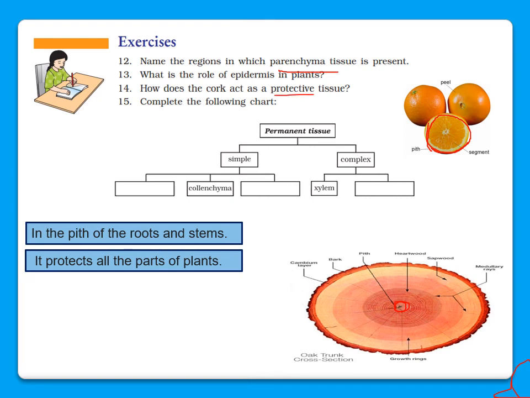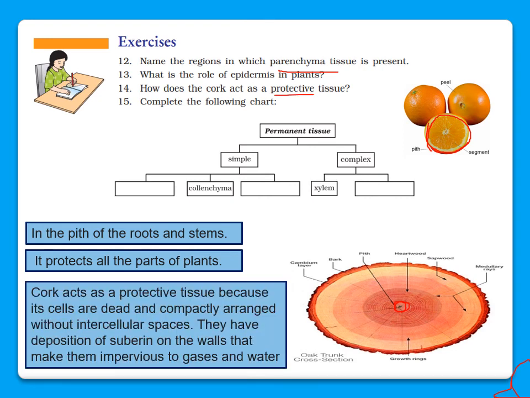Question number 14. The cork acts as protective tissue because its cells are dead and they are compactly arranged without having any intercellular space. They have deposition of suberin on the walls that makes them impervious to gases and water.